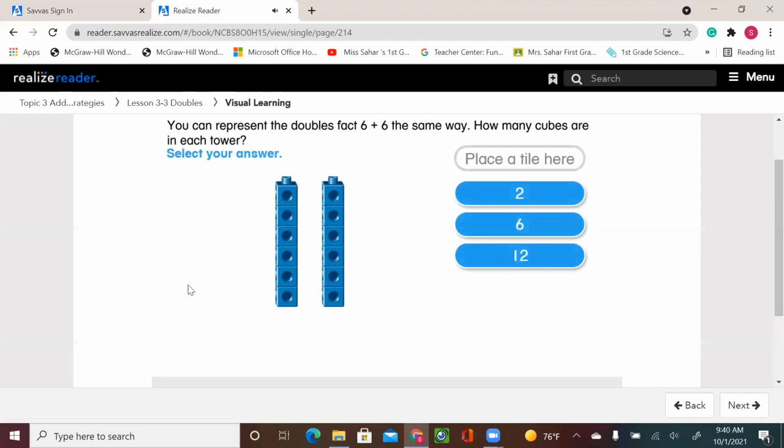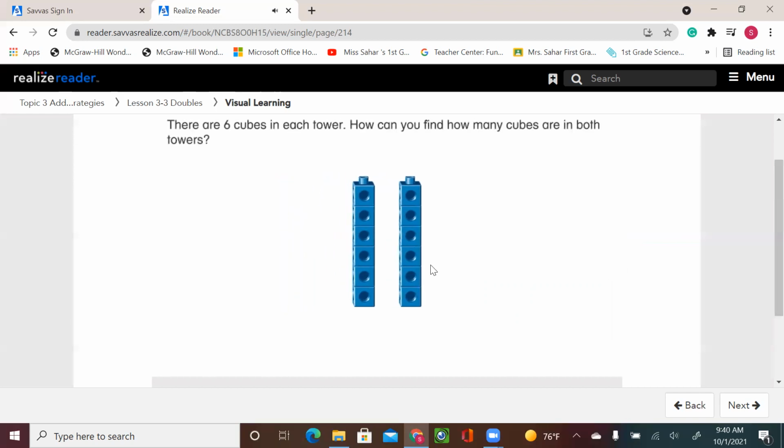Select your answer. All right, so it's doubles fact 6. That means 6 plus 6. That means each tower, or each side, has 6 cubes. So which one? Very good. There are 6 cubes in each tower.